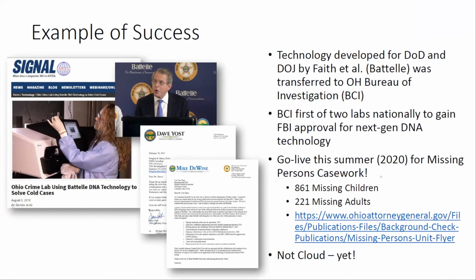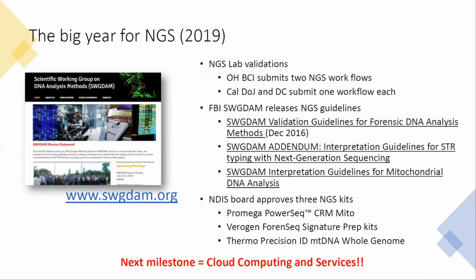And importantly, here in Ohio, there's roughly 1,000 missing individuals, and most of those are children, right? So they're doing important work in that crime lab. They're using high-tech technology and next-gen sequencing. Now they're not cloud yet, but who knows what's going to hold for the future for them. I just want to give a shout out there.